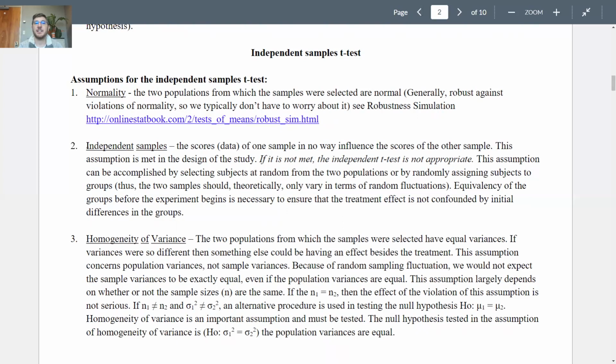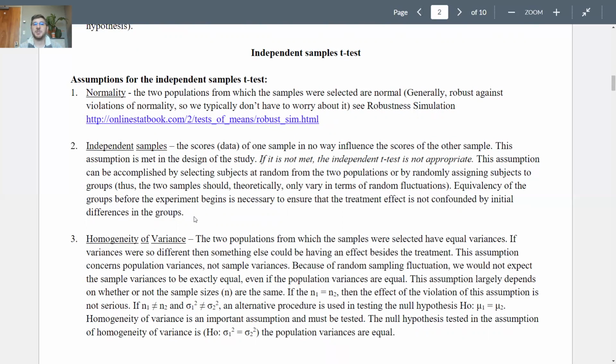The next assumption is independent samples. And so this is basically the scores in one sample in no way influence scores in another. That's what I was talking about. If you don't meet this assumption, then you're doing the wrong test, pretty much. This is just the assumption that the groups are independent of one another.